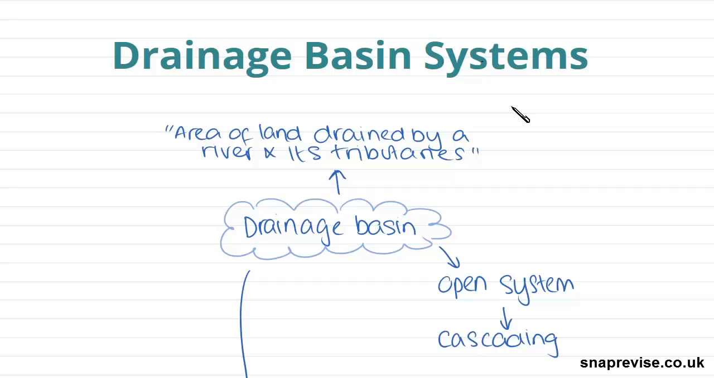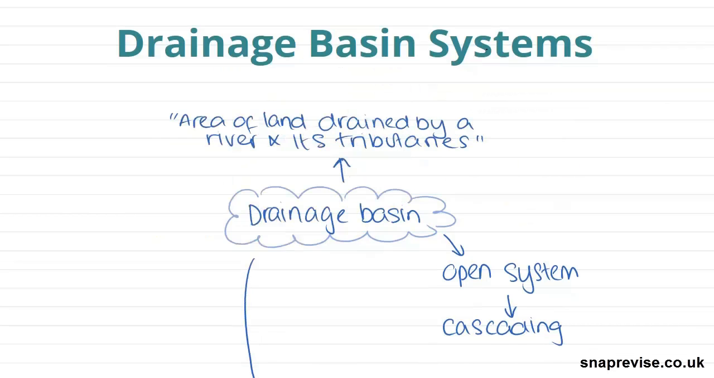So continuing on from where we left the last video, we're now going to have a look at drainage basin systems. So now that we've learned how water is transferred between its different stores, we're going to look at an example, which is the drainage basin system. And a drainage basin is an area of land drained by a river and its tributaries, and the border around a drainage basin is called a watershed. And this essentially just marks the boundary of the drainage basin.